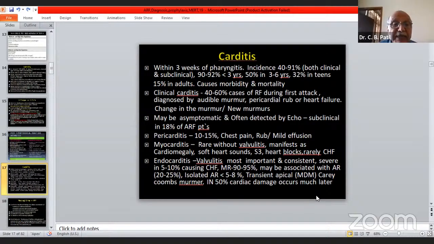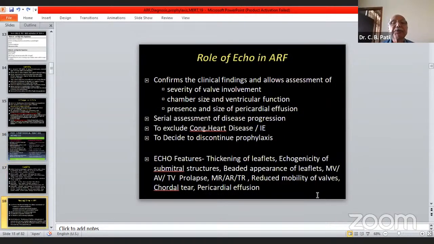Severe endocarditis can lead to congestive heart failure in 5 to 10%. MR is usually seen in 90 to 95%. It may be associated with AR in 20 to 25%. Isolated AR is very rare, less than 5 to 8%. A transient apical mid-diastolic murmur like the Carey-Coombs murmur can be heard. And in 50%, cardiac damage occurs much later. Hence, a definite follow-up is required in all those who have suffered from acute rheumatic fever.